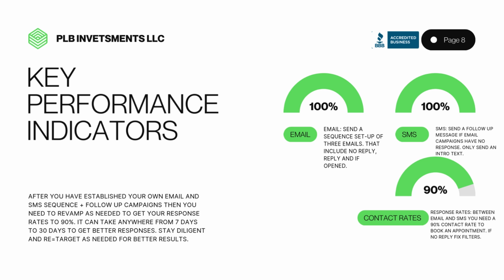You want to be able to get your contact rate to 90%. Between email and SMS, you need a 90% contact rate to book an appointment. If no reply, just fix your filters. You do want to get it to a 90% rate because at that point, you've had 2 or 3 exchanges with the person, a conversation. Maybe they are interested in selling. And then at that point, you can move them into a warm lead area and then get a booked appointment.